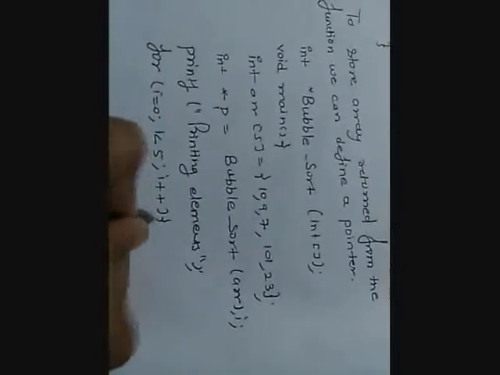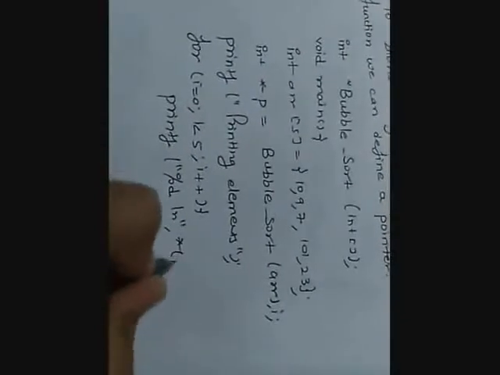Now a printf statement is given, printing elements. Now for i equal to 0, i is less than 5, i plus plus, printf %d, *(p + i). So this is the pointer notation. With the help of that we can print the value returned from the function.